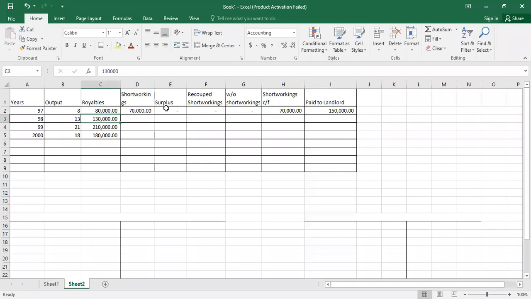Now we go to the year 1998. We got output worth 130,000. Our minimum rent is still 150. So do you have a short working? Yes, we have a short working of 20,000. Surplus, no. The short working of 20,000 is carried forward.